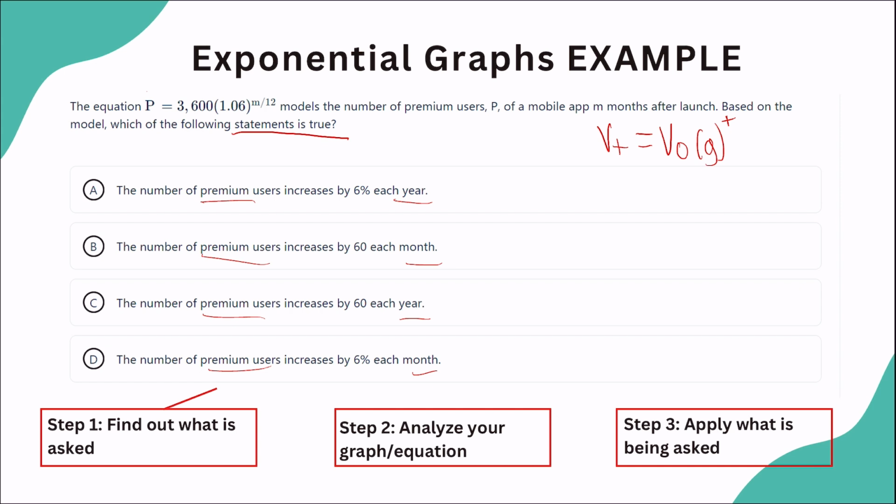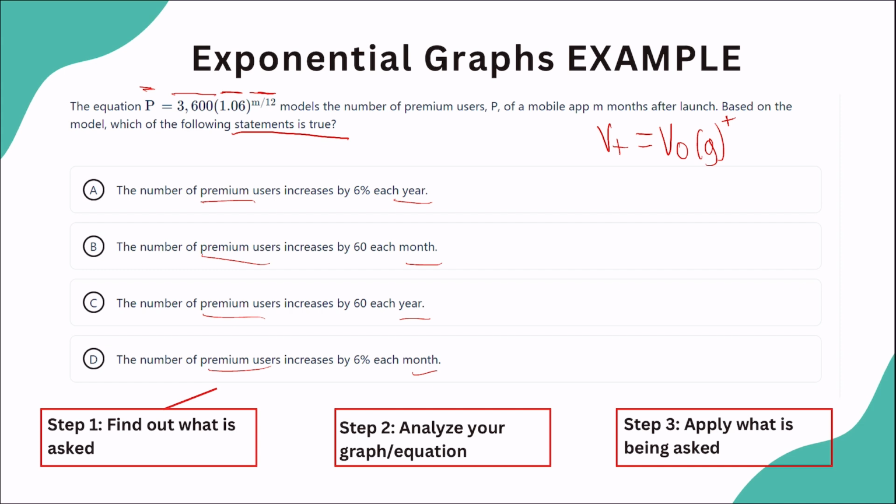Okay, so now that we've gone over this, let's identify each of these in the equation they give us. So P is going to be our value at any specific time. V at 0, or for us, the number of premium users at time 0, is 3600. And then our growth rate is this 1.06, which represents a 6% growth rate. And then lastly, our time value is m divided by 12. And so it's months divided by 12. So that's telling me it's just yearly.